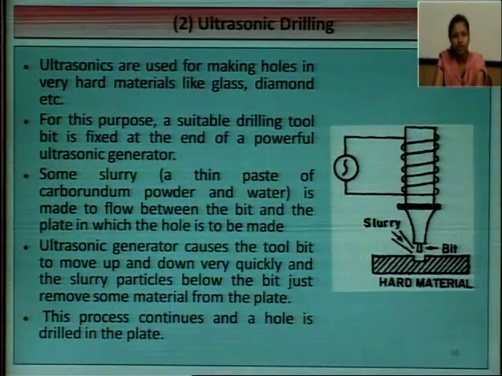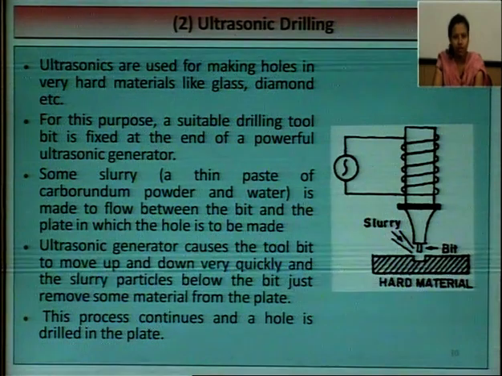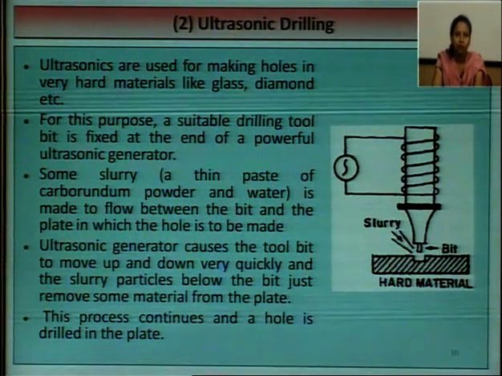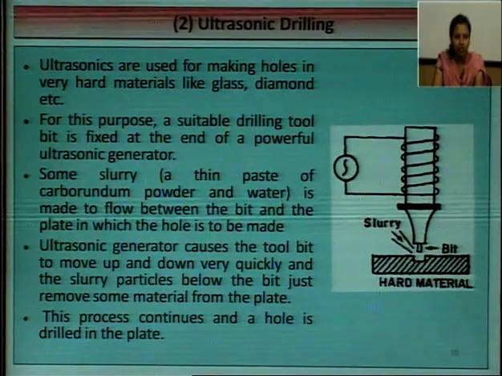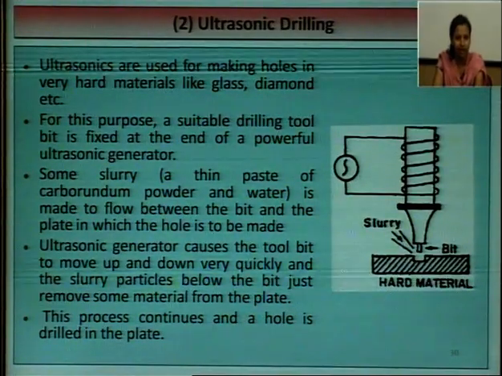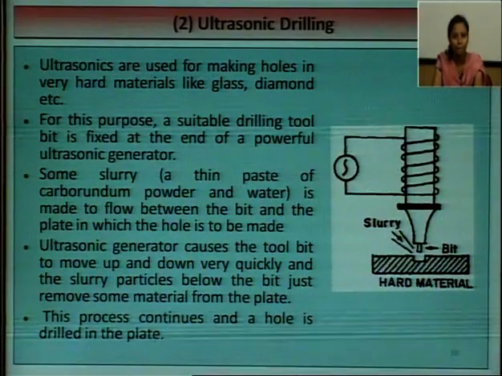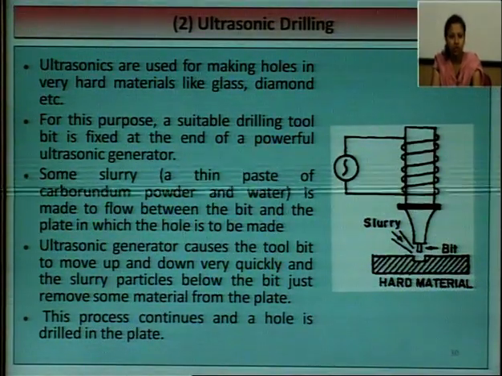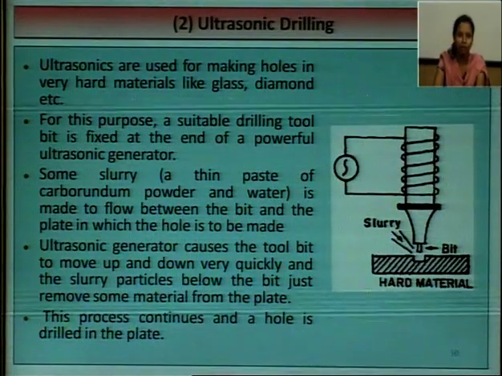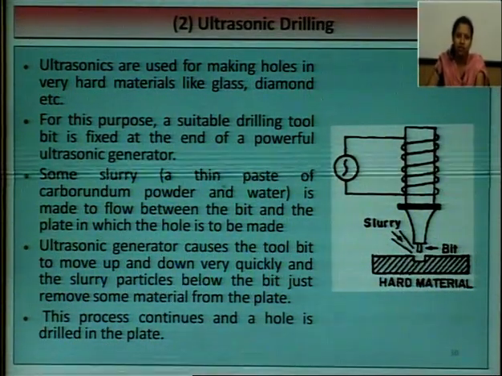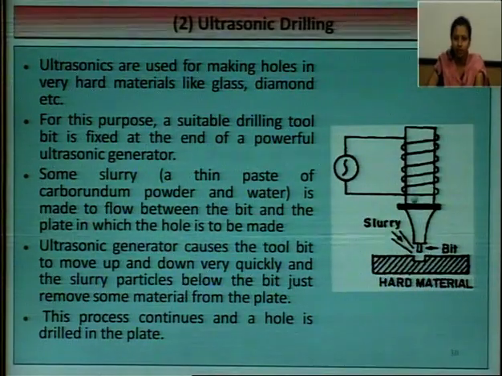Second use in engineering is ultrasonic drilling. Ultrasonic waves can be used for making holes in very hard materials like glass, diamond, etc. For this purpose, a suitable drilling tool bit is fixed at the end of a powerful ultrasonic generator. This one is the generator of ultrasonic waves.